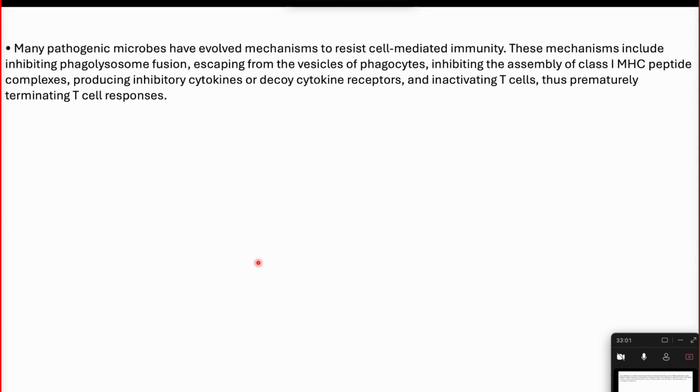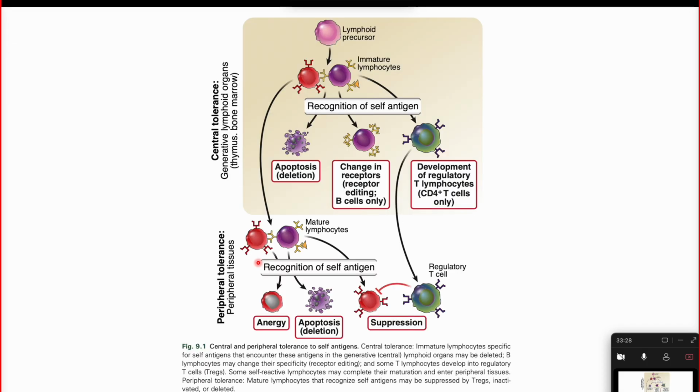Many pathogenic microbes have evolved mechanisms to resist cell-mediated immunity. These mechanisms include inhibiting phagolysosome fusion, escaping from the vesicles of phagocytes, inhibiting the assembly of class 1 MHC peptide complexes, producing inhibitory cytokines or decoy cytokine receptors, and inactivating T cells, thus prematurely terminating T cell responses.